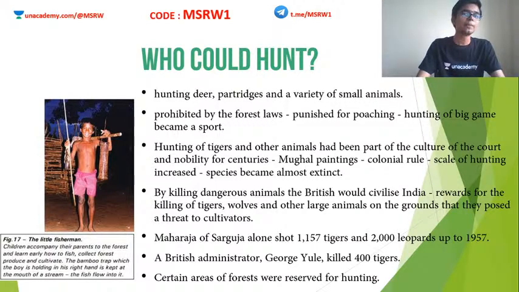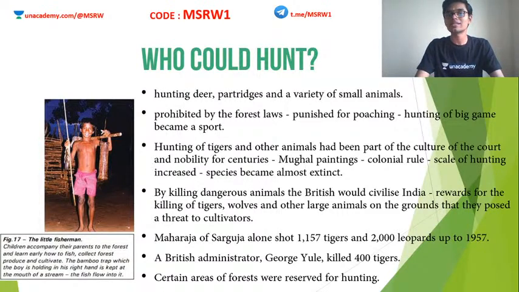But when the British imposed these forest laws, hunting was banned. Whenever a person went hunting, he was punished for poaching. But even though the British did all these things, hunting eventually became a sport. Clear? Hunting of tigers and other animals had been part of the culture of nobility of India. If you go to old palaces, you will see large portraits of tigers, the king standing on top of a tiger, or maybe a large stuffed tiger or something like that.